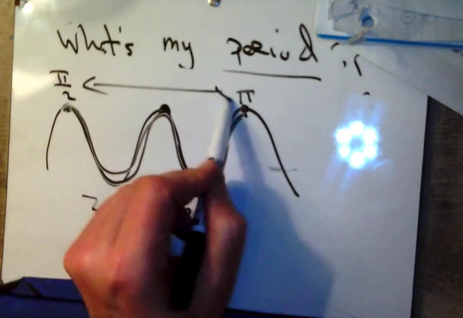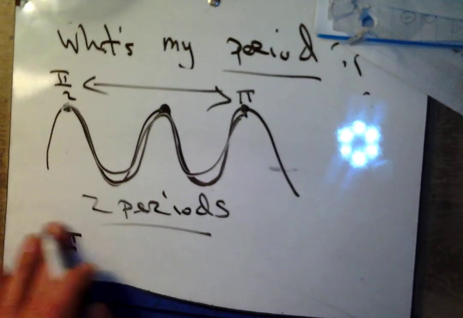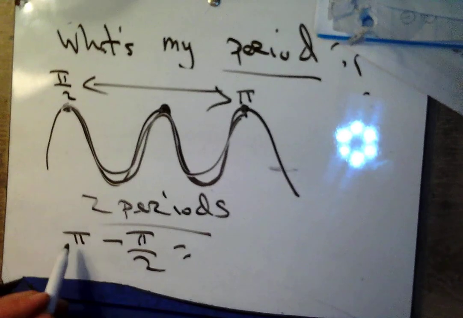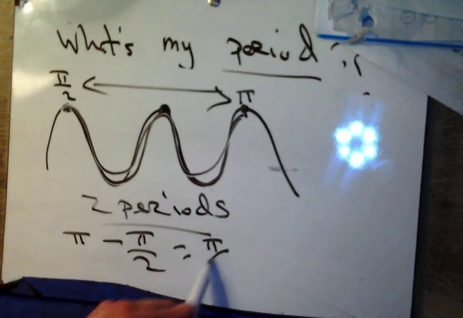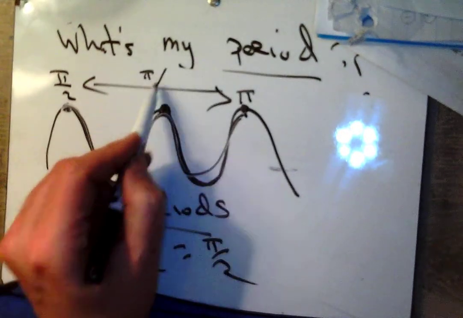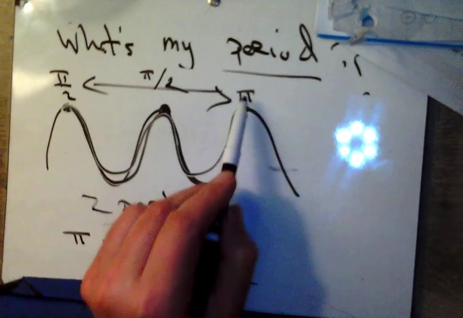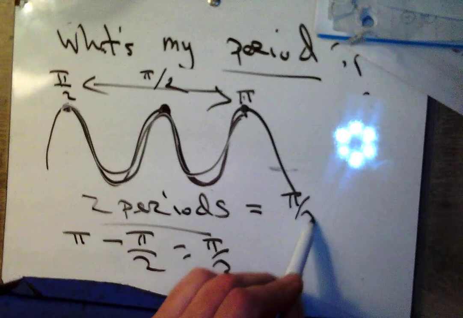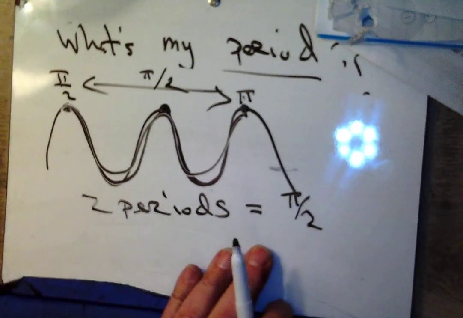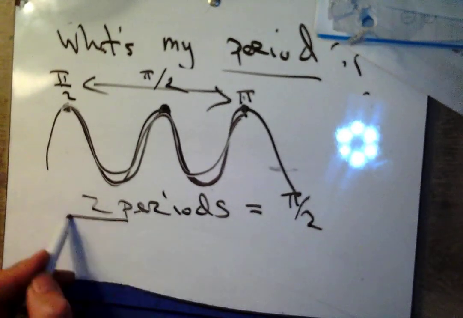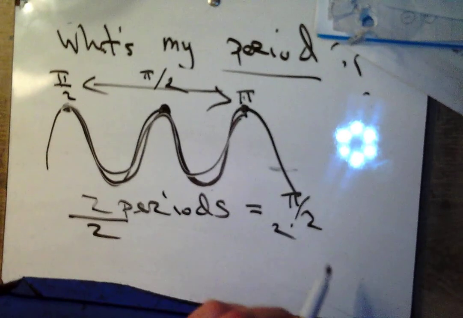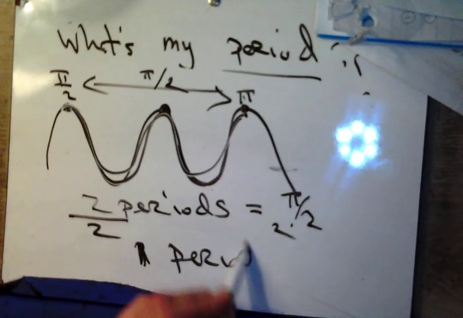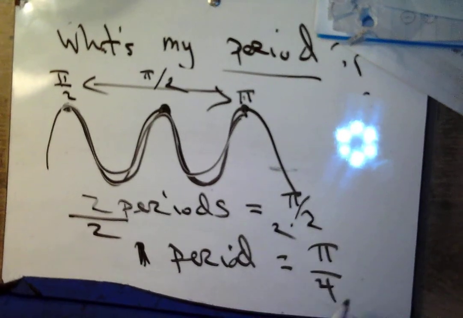Okay, well, let's find that distance. Pi minus pi over 2. 2 pi over 2 minus 1 pi over 2 is pi over 2. Great. So pi over 2 is the distance from here to here. Pi over 2 is 2 periods. Well, but I only want 1. So let's divide both sides of this by 2. And I get that 1 period equals pi over 4.